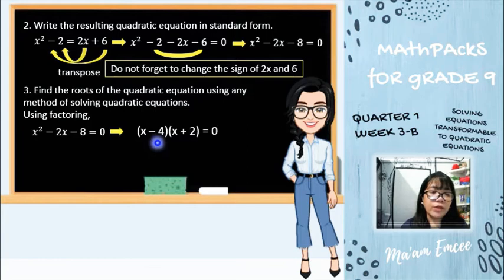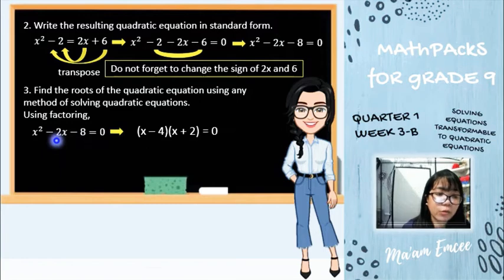If we multiply negative 4 to positive 2, that is equal to negative 8. If we add negative 4 to positive 2, that is equal to negative 2, because the rule says if they have different signs, then you need to subtract and then you copy the sign of the bigger number. So in this case, 4 is the bigger number. So we copy the sign of 4, which is negative. So the sign of the middle number is negative, and the other one, obviously, is positive. So we have here your factors, x minus 4 times x plus 2.